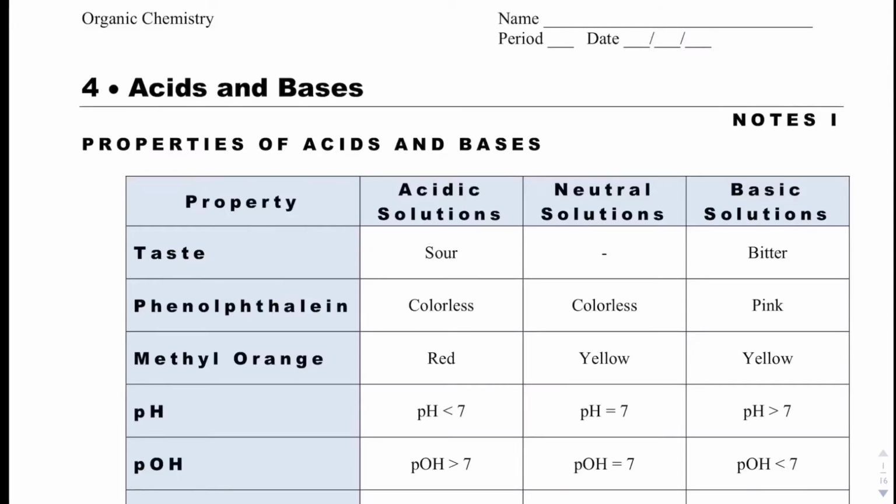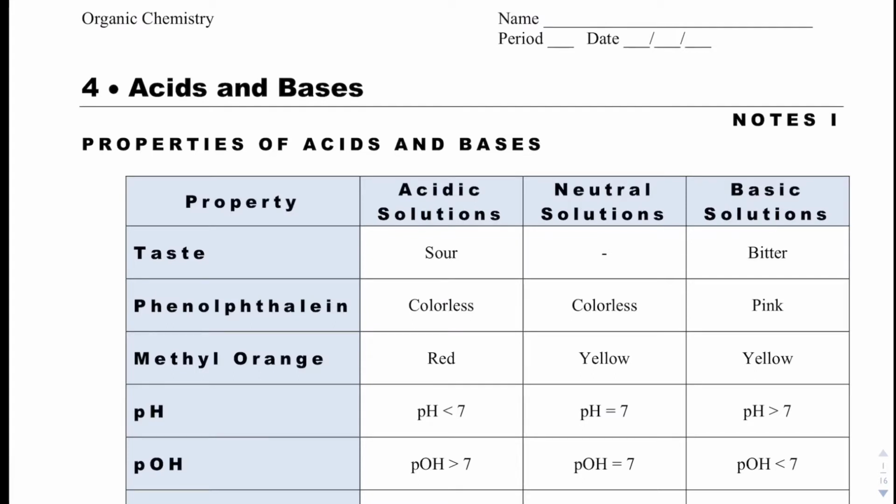In this video, we will go through notes 1 through 3 of the acids and bases unit in organic chemistry, and that's unit 4. A lot of this material should be reviewed whether you've taken regular chemistry or AP chemistry, but this is material, especially some material in notes 4, that we're going to need moving forward. So, properties of acids and bases.